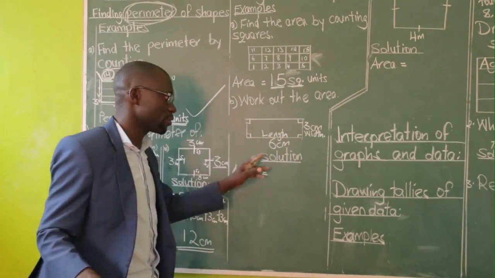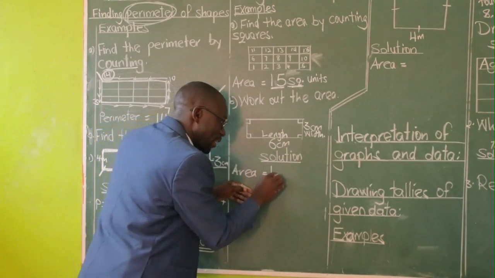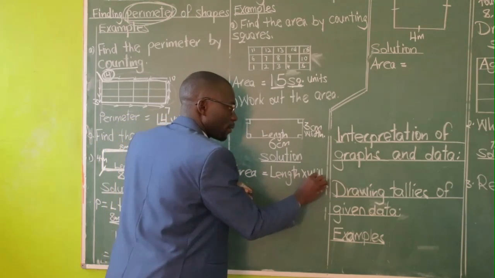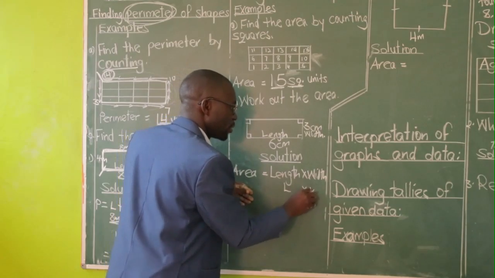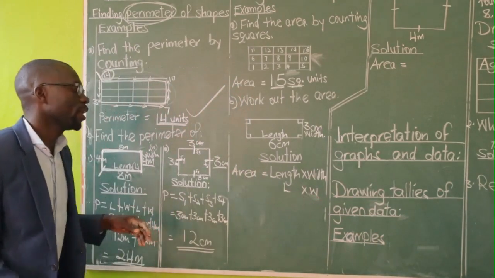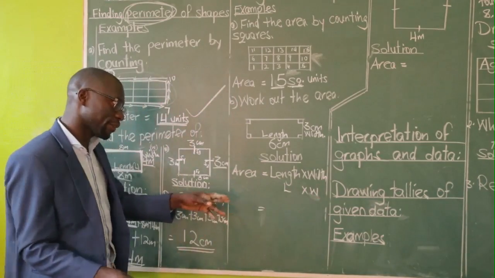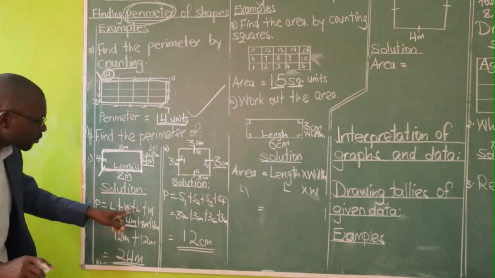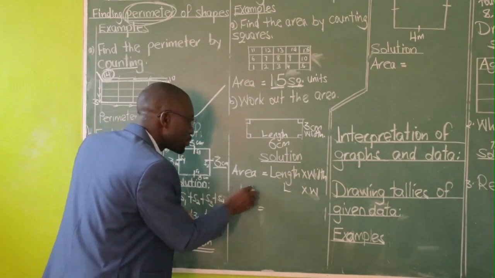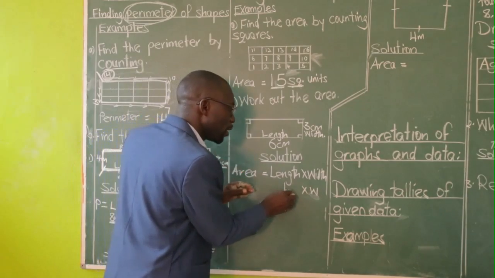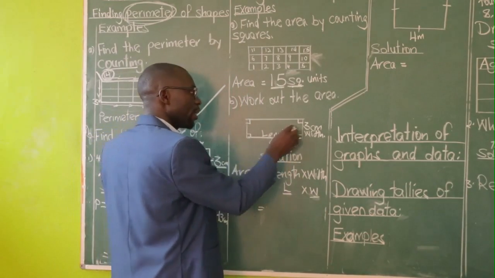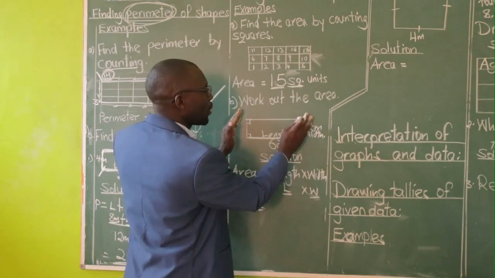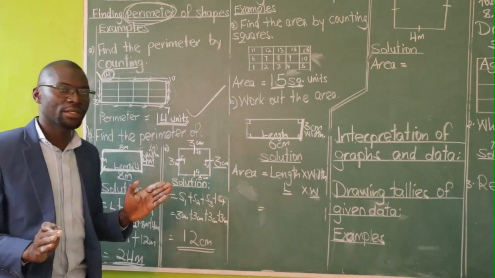Meaning our area for this rectangle is the length times width. That is L times W. Basically. By the way, don't add length plus width plus length plus width and then also come and say length times width. No. We only multiply 2 sides, the length and the width. When you multiply here and there, you will have the whole of this space covered.